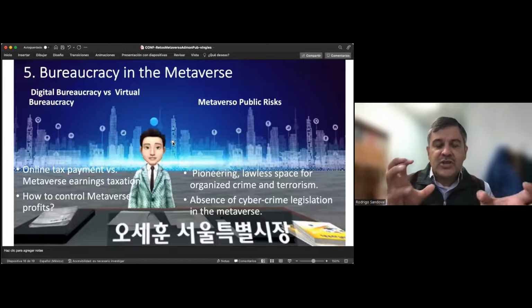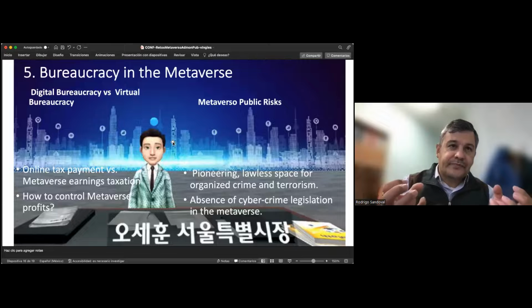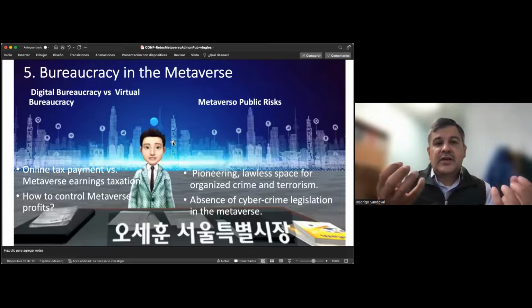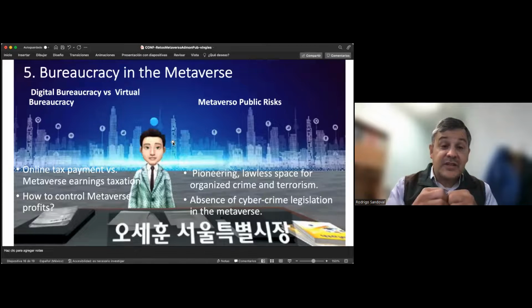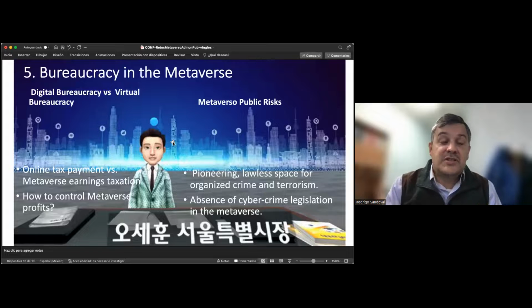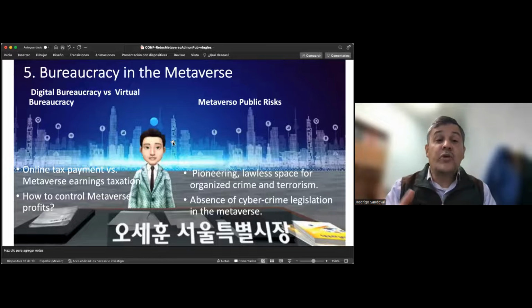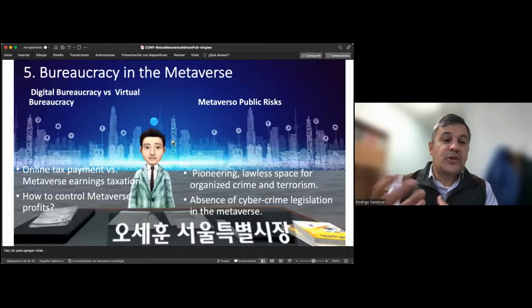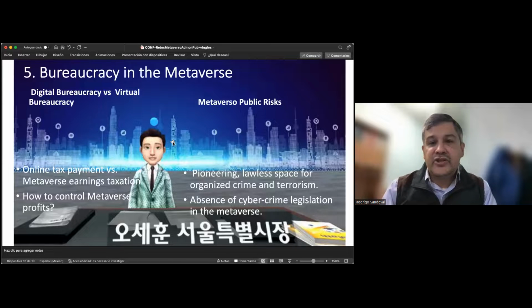So these two worlds can balance each other. These two worlds have to be faced. There is going to be a resistance from the different kinds of bureaucracies. There is going to be a change about this. How are the safeguards, the limitations, the boundaries between these two bureaucracies? Who will prevail? The virtual bureaucracy, the metaverse bureaucracy, or the digital bureaucracy?